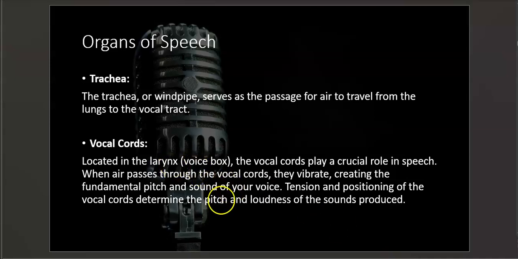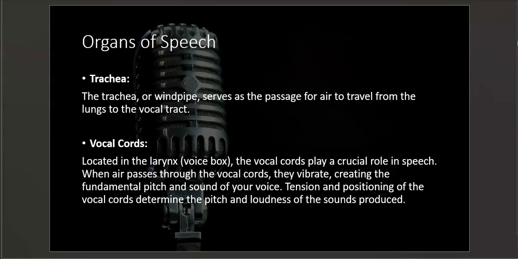The vocal cords are found in the larynx, okay? This larynx is also called the voice box. So the voice box is where the vocal cords are found. The vocal cords play a very crucial role in speech. When air is passed through the vocal cords, they vibrate.